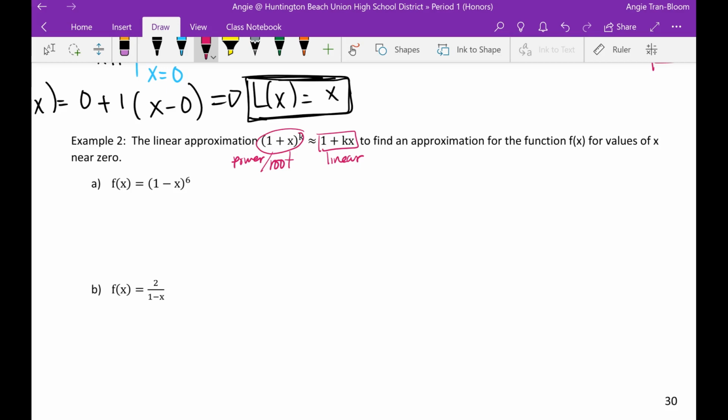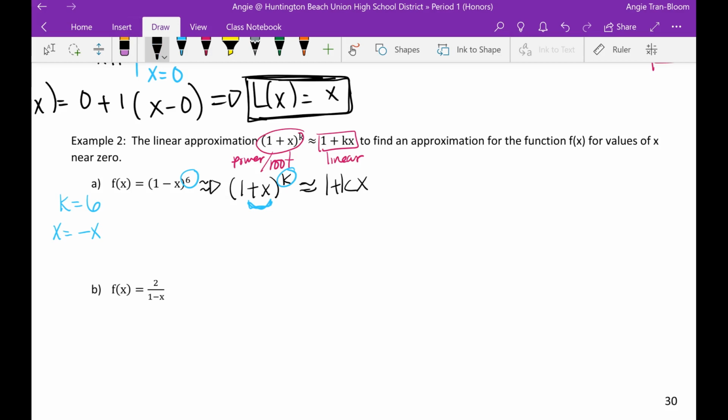So let's find the linear approximation of the function f of x equals 1 minus x to the 6th power. By definition, it should be the same thing as 1 plus x to the k is approximately 1 plus kx. So what you really want to know is what is k and what is x? k is the power, so in this case, k is 6. Your equation is 1 plus x, so x is technically negative x in this case.